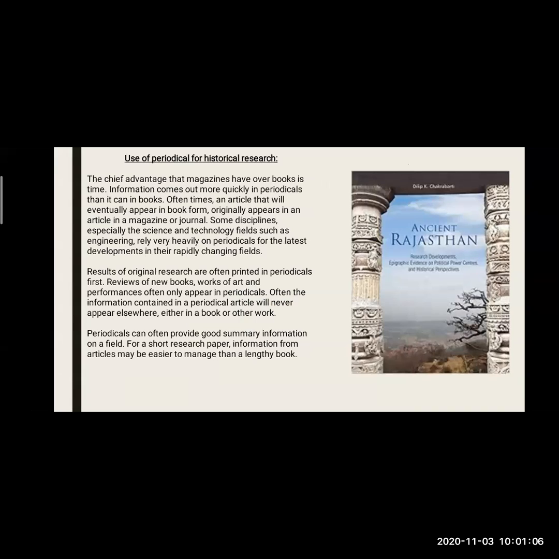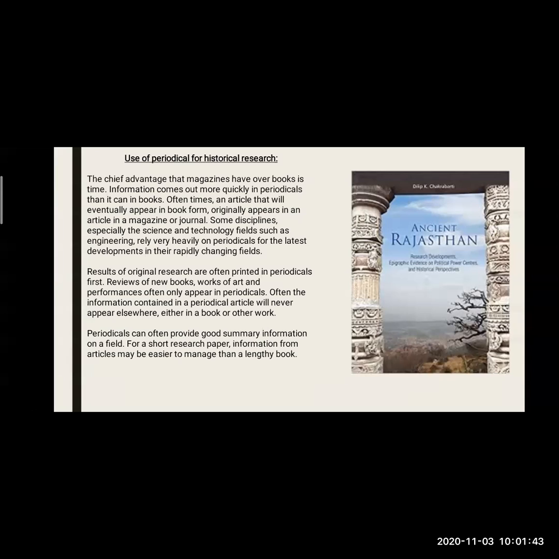Now, how are periodicals used in history, or you can say historical research, which involves careful study and analysis of data about past events? The chief advantage that magazines have over books is time. Information comes out more quickly in periodicals in comparison to books. Oftentimes, an article that will eventually appear in book form originally appears as an article in a magazine or journal. So at the end, when it comes in the book, originally, in the beginning, it comes in a magazine or journal.